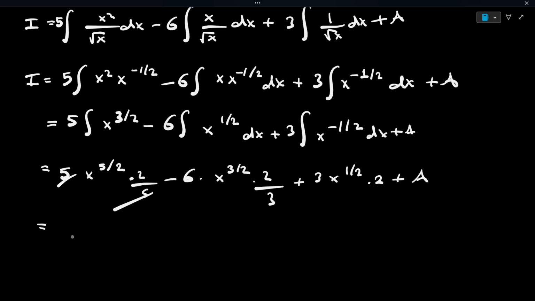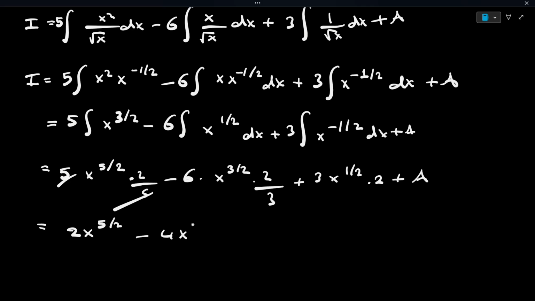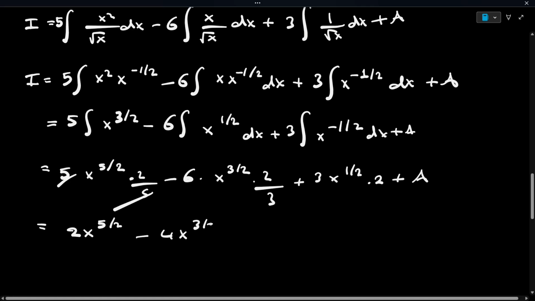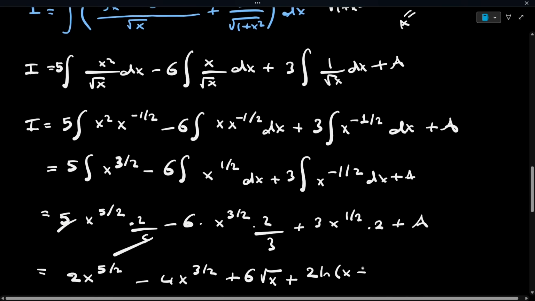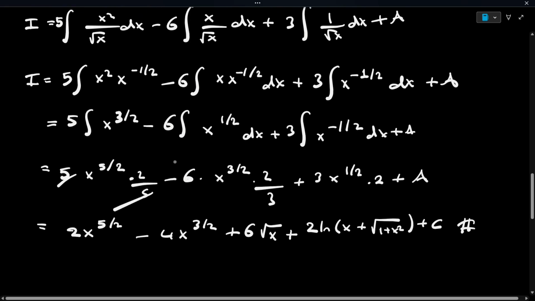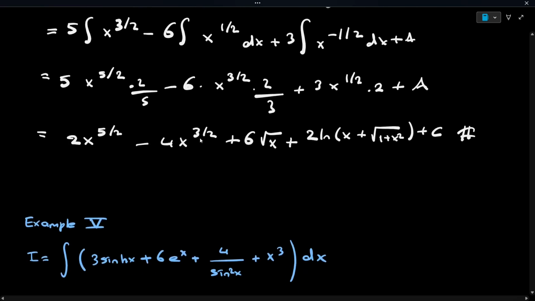This is equal to, let's do some simplifications, 2x to the power of 5 over 2 minus 4x to the power of 3 over 2 plus 6x square root of x plus, instead of a now we write 2 ln x plus square root 1 plus x squared plus c. I hope we did not make any algebraic mistakes, but it's okay. You can figure those out by yourself.